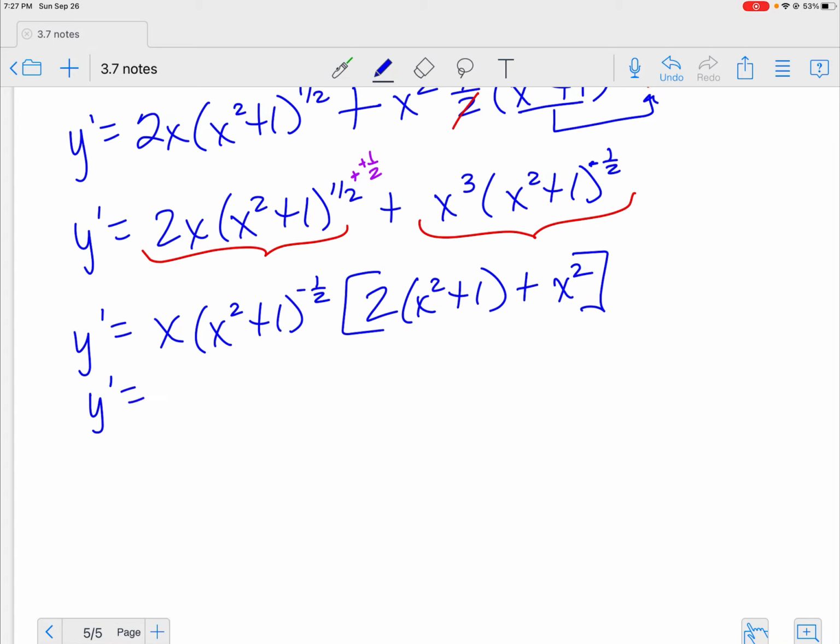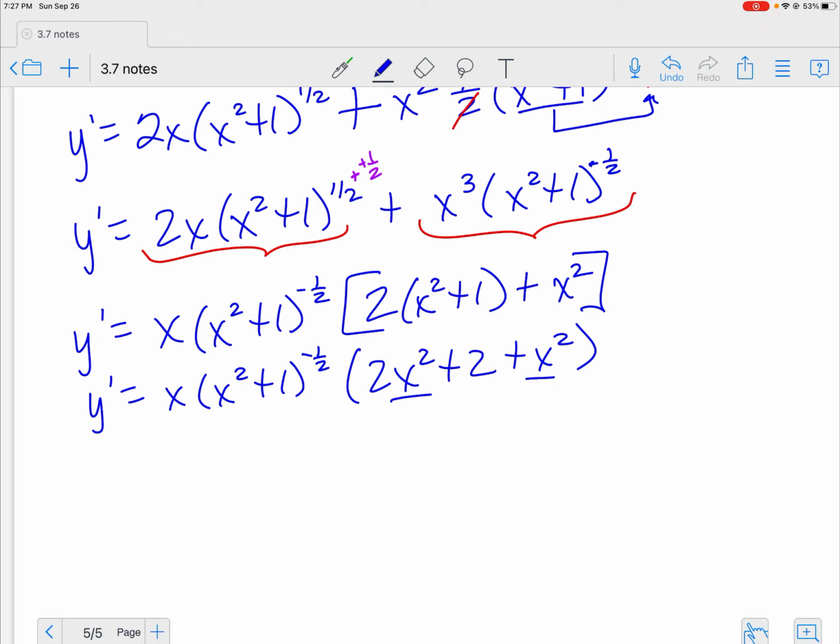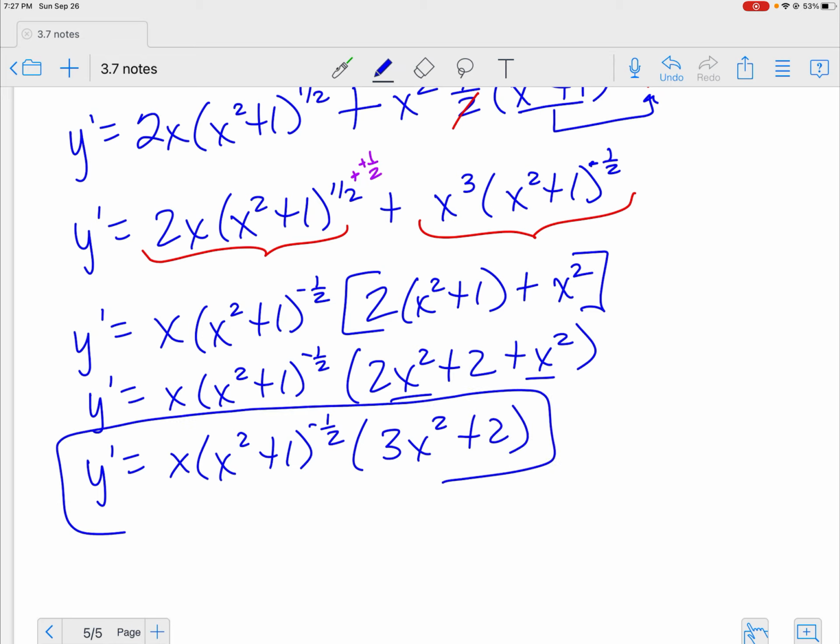Now clean it up. y prime is x times x squared plus 1 to the negative 1/2 times 2x squared plus 2 plus an x squared. Combine those like terms. y prime is equal to x times x squared plus 1 to the negative 1/2 times 3x squared plus 2. You look and see, is there anything else in common? Is there anything else I can do to simplify or factor? And no, there's not.